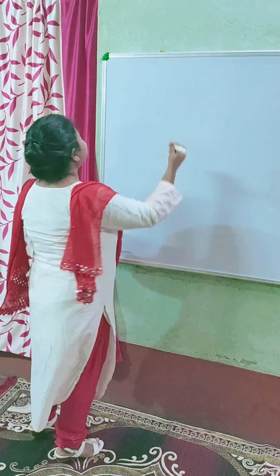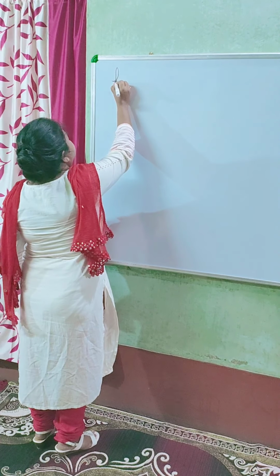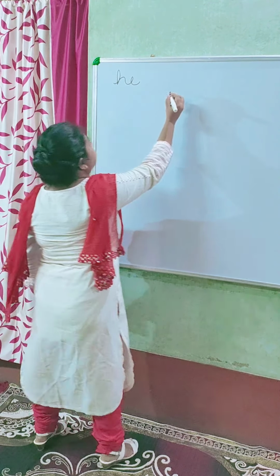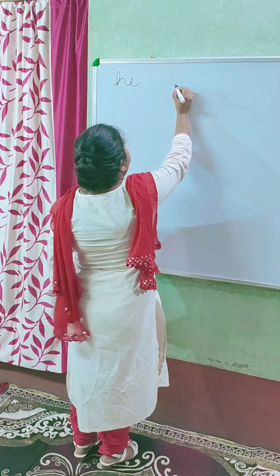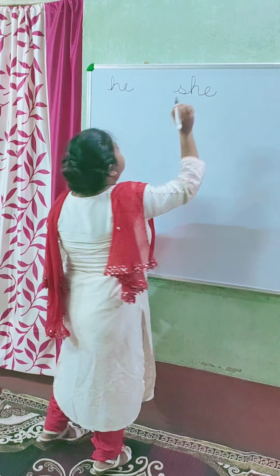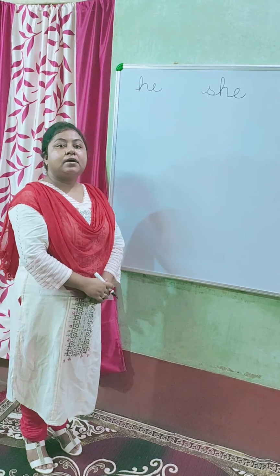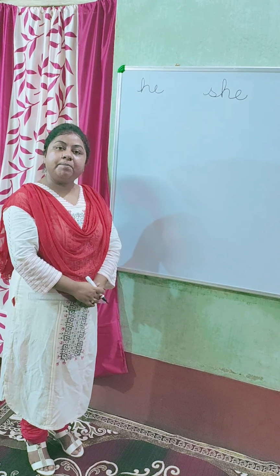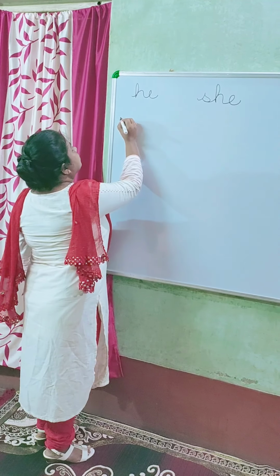So let's proceed further. Today I will teach you use of he and she. So children, he is used for male gender and she is used for female gender. Let me explain you with some examples. H, E, he. S, H, E, she. Like a boy. So he is a male gender. So boy is he.